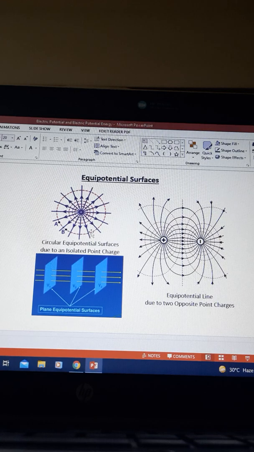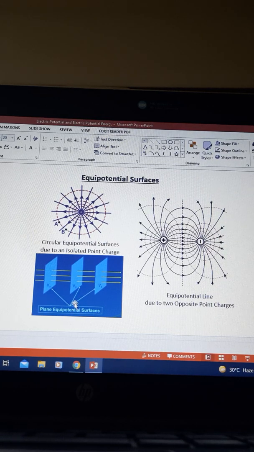It might have different configurations, like due to an isolated point charge, a positive charge. Look here, this is an isolated positive point charge placed over here, and it has some potential around itself, and this potential is very uniform. The electric field is very uniform, so all the points over here will have the same potential. So these circular lines, and all the points over those circular lines, will have the same potential. So this is an equipotential system.